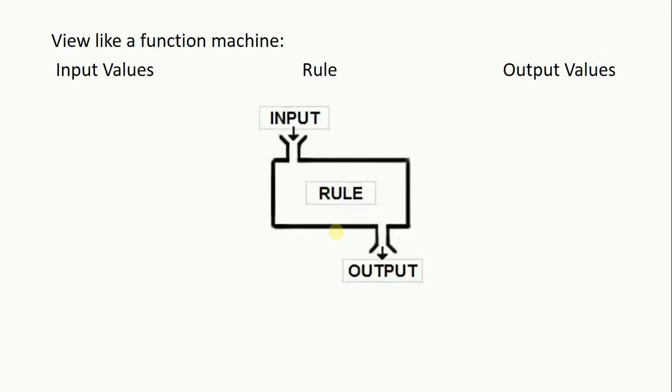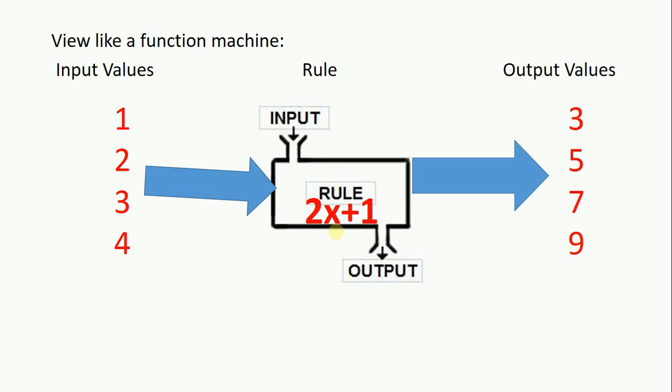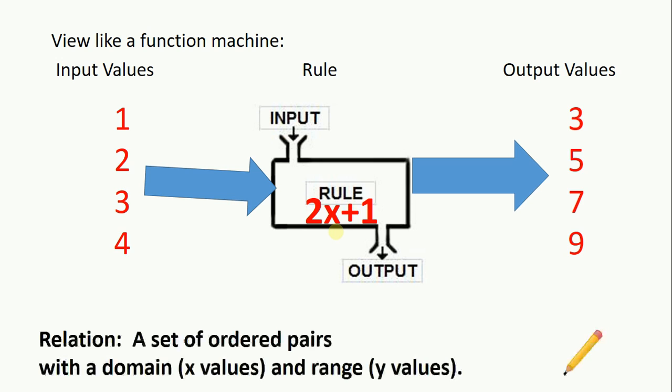So you can view these as function machines. Sometimes you have input values, 1, 2, 3, or 4, and you have a rule. Basically this rule could be an equation or an expression of some form. Put them in. Let's say our rule is 2x plus 1. I will get output values based on that. So if I input 1 into our rule, I'd get 2 times 1 plus 1, we would get 3. So basically that's all a function is.